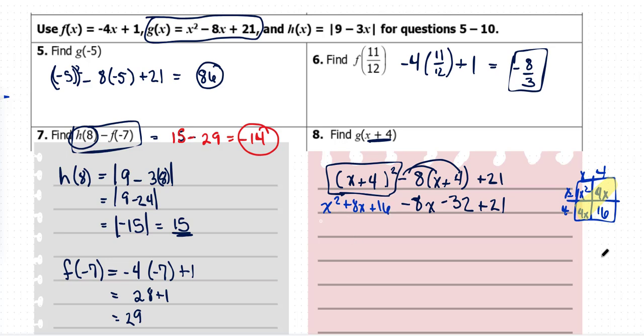So now we're going to combine like terms. There is nothing like the x squared, so x squared gets written down. We have 8x minus 8x gives us 0x, because they just basically cancel out. 16 minus 32 gives us a negative 16, plus 21 gives us a plus 5. So that is your answer. So now let's go to the next set. And this one right here, number 8, is going to be very similar to a bonus question. It's not going to be exactly like it, but it'll be very similar.